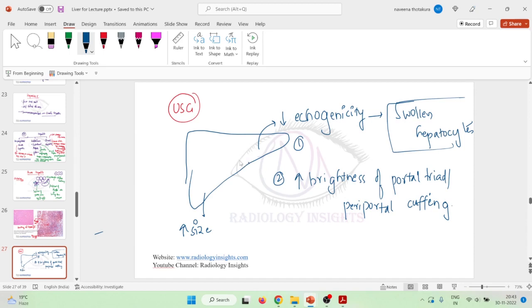Similarly, along with the liver we also have the gallbladder. The wall of the gallbladder is also thickened in acute hepatitis. So these are the main features of acute hepatitis.